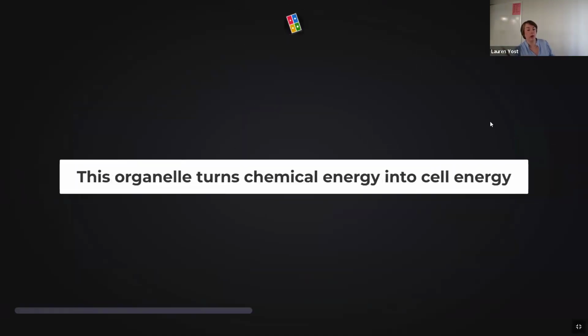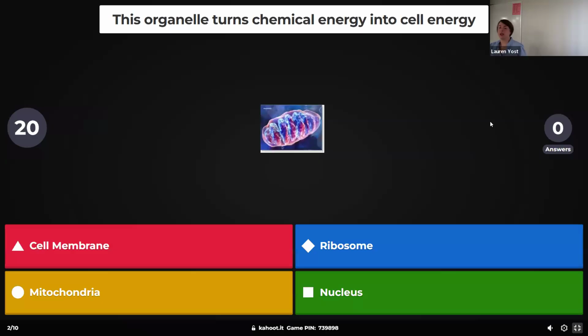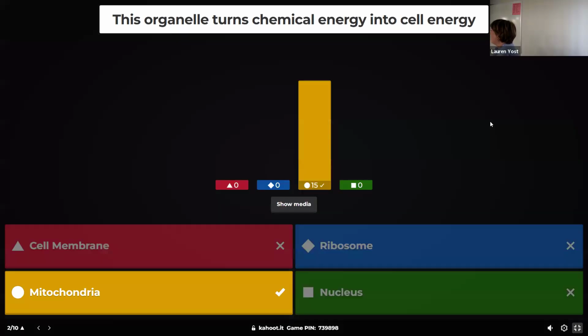This organelle turns chemical energy into cell energy. Which organelle does that for the cell? All right, so most of us know this one. It's the powerhouse of the cell, which is the mitochondria. Jeremy, right? Your question is going to be, what is that chemical energy? You remember what the molecule is that serves as the energy for the cell?